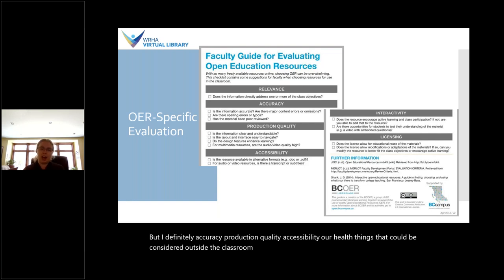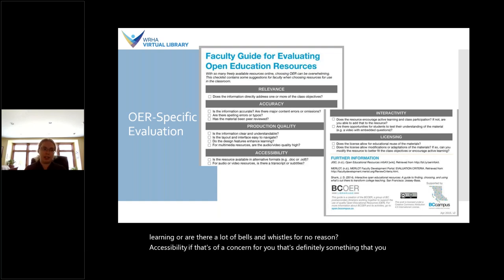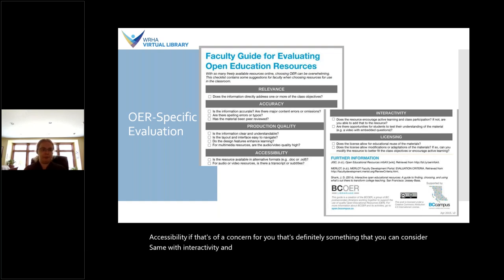Is the information accurate is a very big issue. Are there major content errors or omissions? Production quality: can it be easily navigated? Is it clear? Do the design features enhance learning, or are there a lot of bells and whistles for no reason? Accessibility, if that's of a concern for you, that's definitely something that you can consider. Same with interactivity. And then finally, licensing.